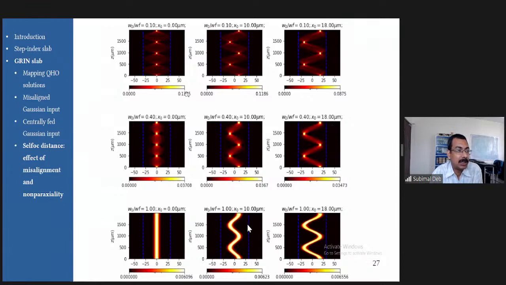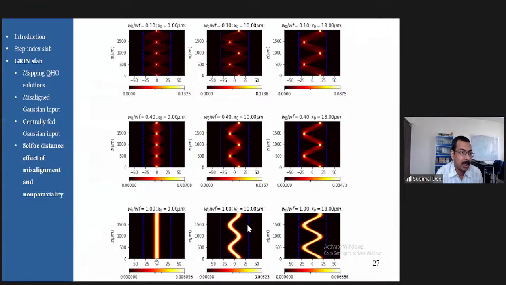So here in these 9 plots, they have been arranged in the following way: the width of the input beam changes in each row. For the first row, it is 0.1 times the fundamental mode. It is 0.4 times the fundamental mode in the second row, and exactly equal to the fundamental mode in the third row. And along the columns, the misalignment changes. The leftmost column corresponds to a perfectly centrally fed input.